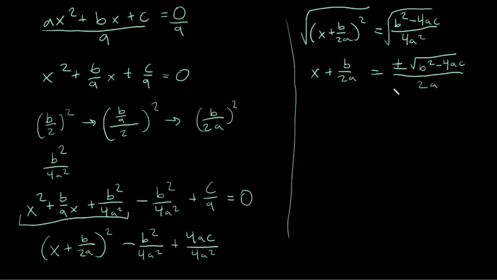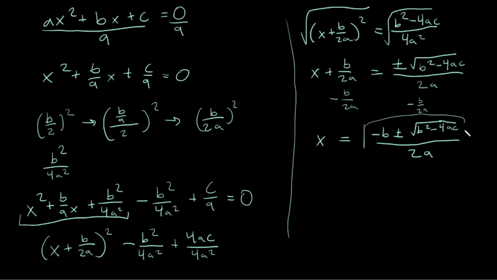Now since both of these denominators are the same, I'll subtract b over 2a from both sides, and then at the very end, I'll have x is equal to negative b plus or minus root b squared minus 4ac over 2a. That is your quadratic formula.